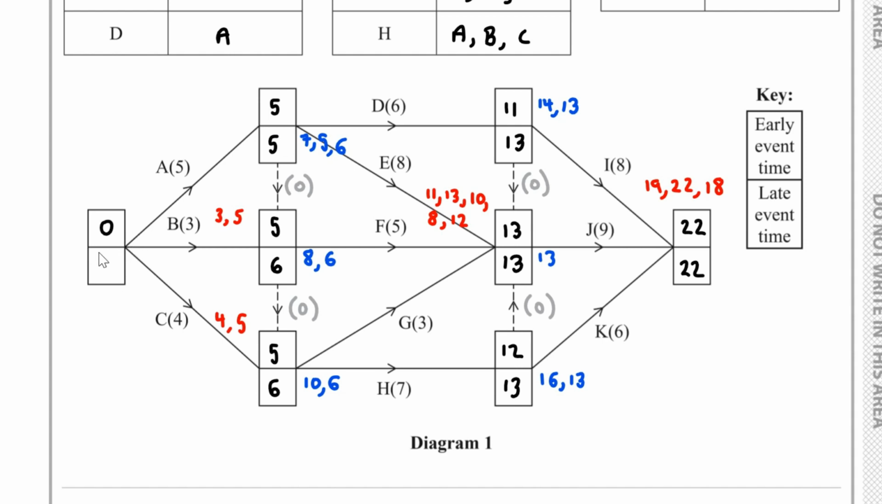If we consider what's coming out over here, we've got A5, B3 and C4. So if we work backwards, 5 take away 5, that's 0. 6 take away 3, that's 3. 6 take away 4, that's 2. So here we've got 0. So this is our network showing the early event times and the late event times for part B.